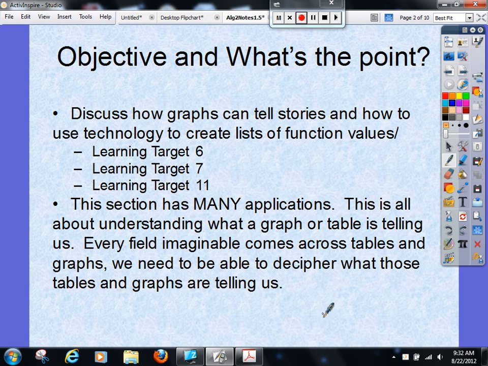Why are we going to do this? Well, this section has many applications. This is all about understanding what a graph or table is telling us. We are going to tell the story of a graph. Every field imaginable comes across tables and graphs, and we need to be able to decipher what those tables and graphs are telling us. Not only that, but the science portion of the ACT a lot of times is about deciphering graphs, so this is going to help you beyond math in the academic setting as well.